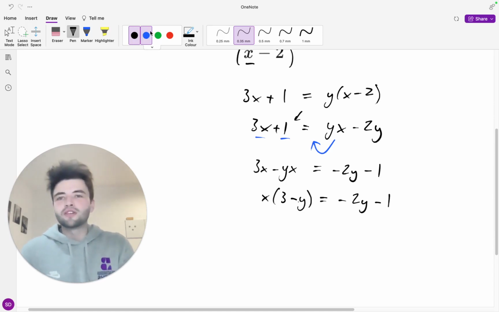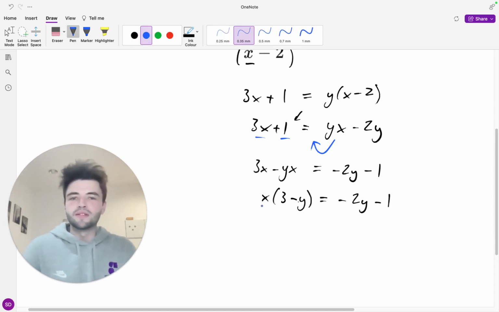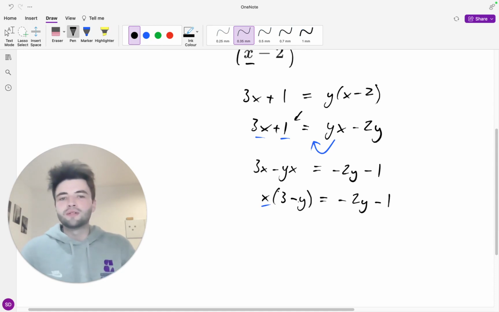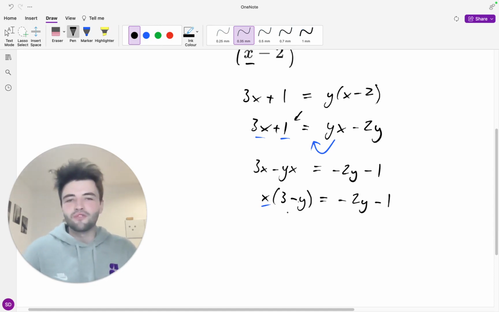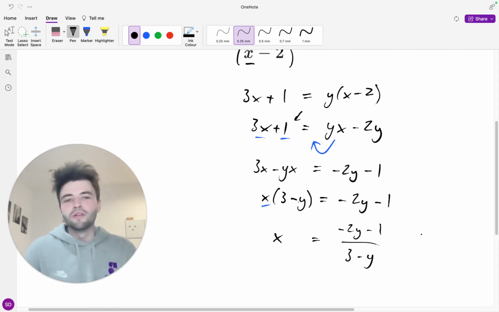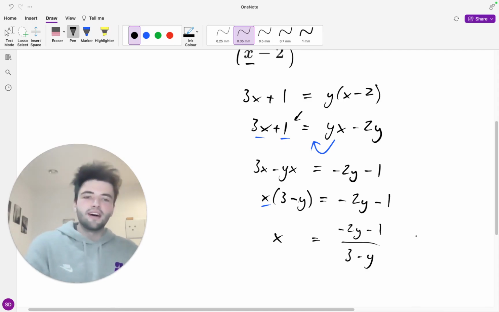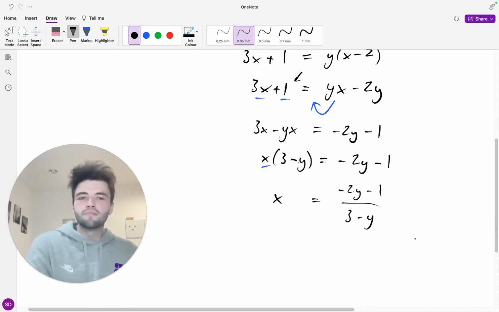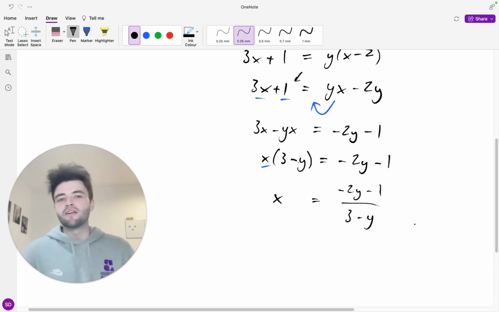And so as you can see now, we've actually got x on its own. So x is just outside the bracket. And so what we can do now is just divide across by this 3 minus y on the left hand side. And so that is going to basically give us a new fraction, and that fraction is going to be minus 2y minus 1 over 3 minus y. And this is actually a fully correct answer.